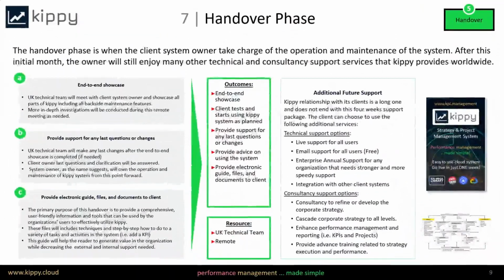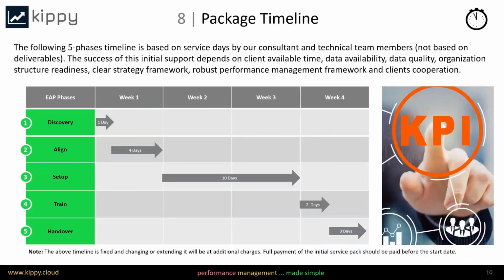And the last phase is the handover phase, where we provide all the support for the owner to take over, and if needed, we just stay with them for a few days to make sure that they are in a good situation. So the timeline, like I mentioned, is usually 4 weeks, depending on how big the organization is or when the gaps are found. But on average, the first week is discovery and alignment, then weeks 2 and 3 are the setup of the system and uploading the data, and the last week is the training and the handover.